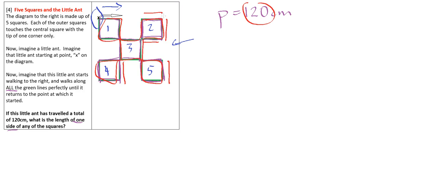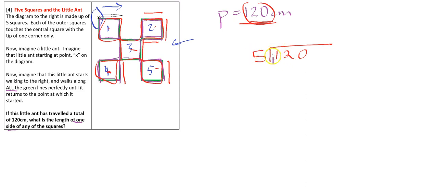Let's get just one square, the perimeter of one square. So what we'll do is we'll have our 120 total and we'll divide it by however many squares there were, right? And that will give us the perimeter of one of the squares. So let's divide the 120 perimeter total by 5 squares. And let's see what we end up with.